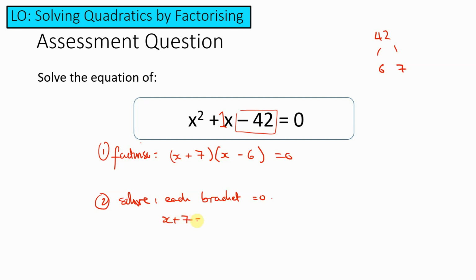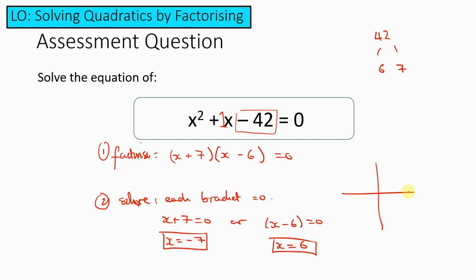And then I need to say, well, when is each bracket equal to 0? So in this case we can say x equals minus 7 or x equals 6. And if we were to plot this, I'm going to drill this point home because you might need it for later in your maths life. If we plot it, we're going to have a little point at 6, a little point at minus 7, and it's going to kind of arc between these two, like that.